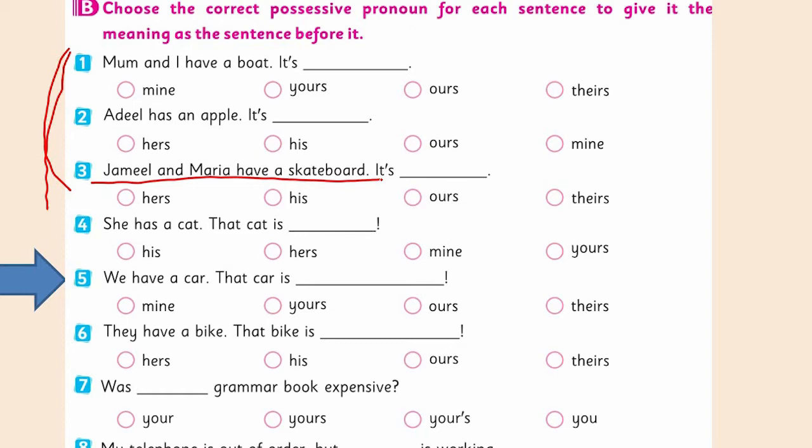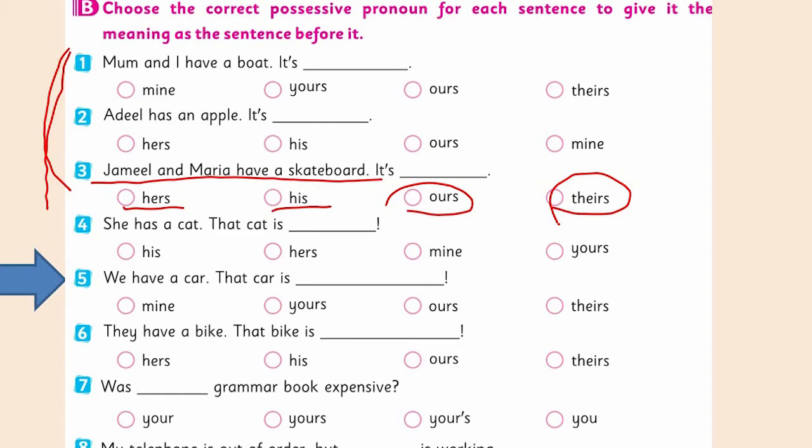Ours यहाँ पर हमारा हो जाएगा, नहीं, हमारा नहीं है, जमील और मारिया की तरफ इशारा हो रहा है इधर. His भी, hers भी नहीं होगा, his भी नहीं होगा, क्योंकि both masculine and feminine के लिए. Ours हमारा, theirs मतलब उनका, it's theirs, very good.